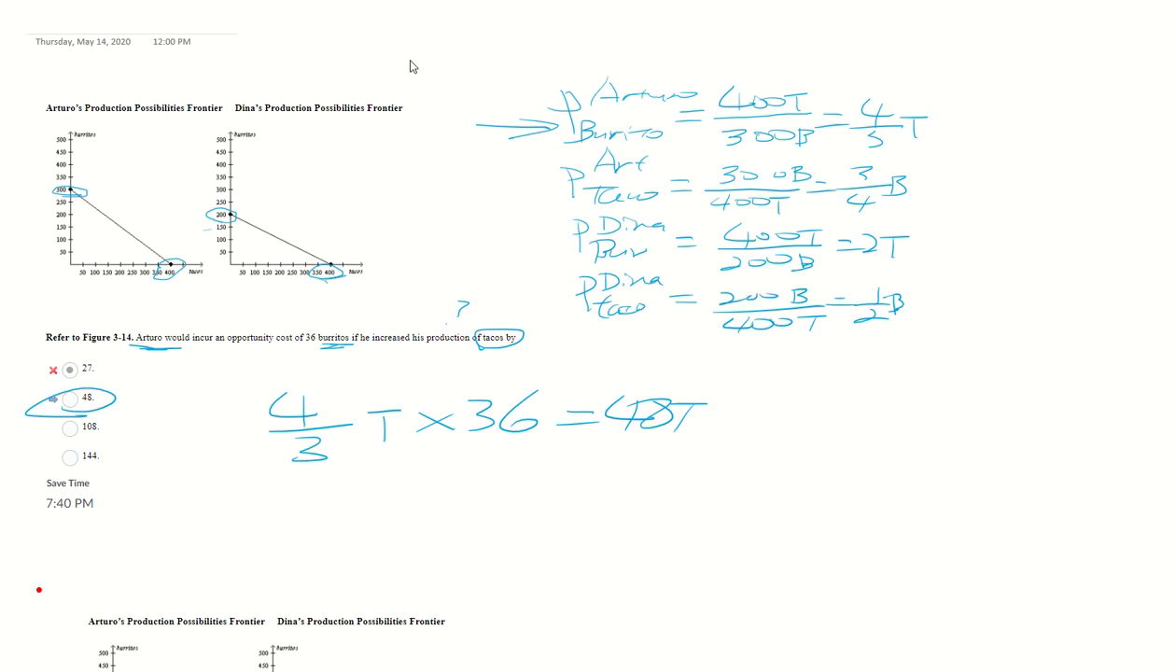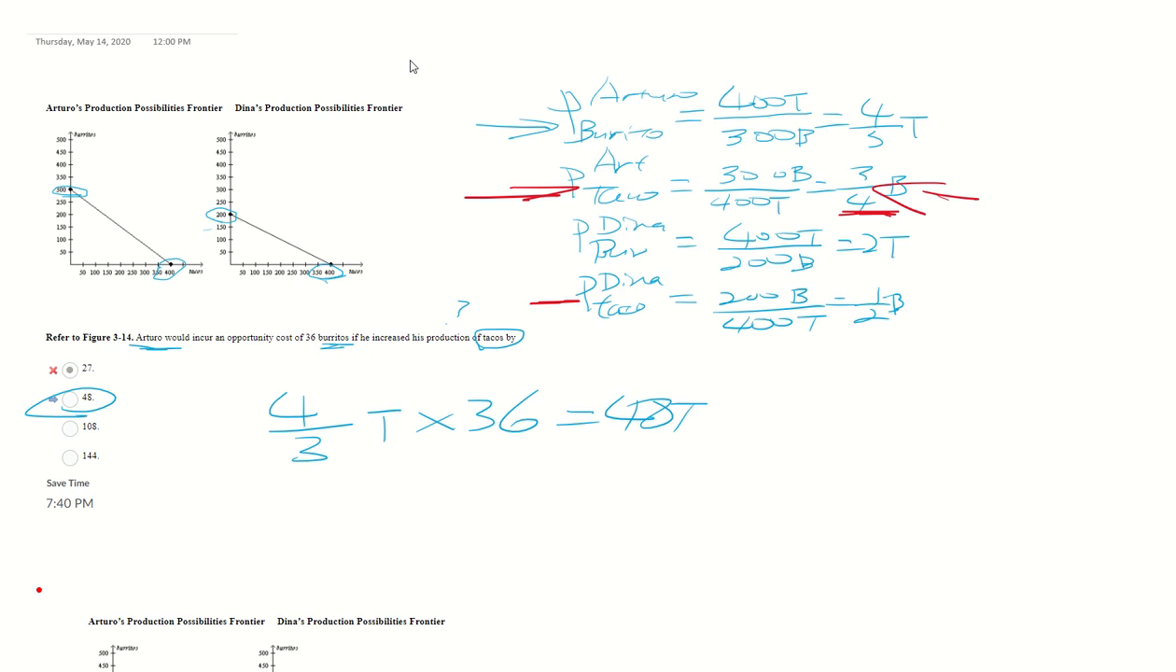So for Arturo, for every taco, it will cost Arturo 3/4 burrito. So this is the opportunity cost for Arturo. Whenever Dina is trading with Arturo, as long as Dina's opportunity cost for taco is not the same as 3/4, then they have room for trade, or room for arbitrage, that the two parties can both gain from this trading.